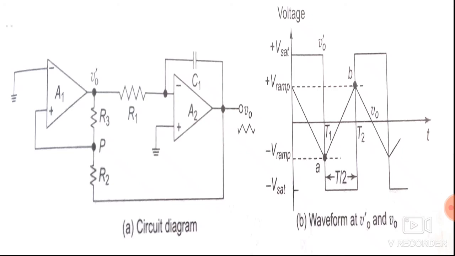Similarly, friends, when the transition occurs, the potential of this point becomes negative, so Vid becomes positive here. This Vid, that is the potential difference between the non-inverting terminal and inverting terminal, becomes positive. As soon as this becomes positive, the output will be minus.